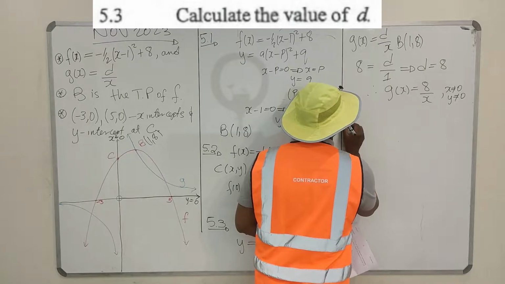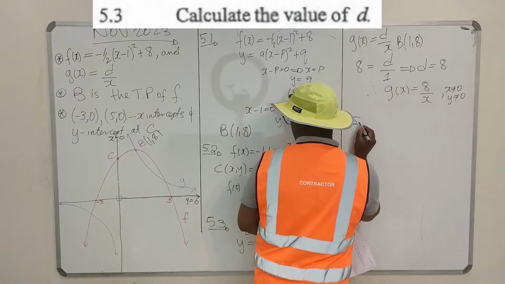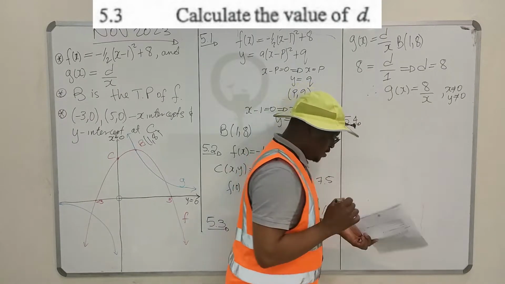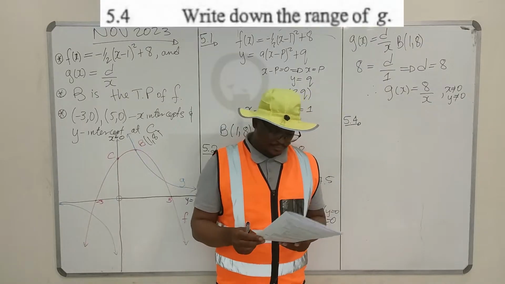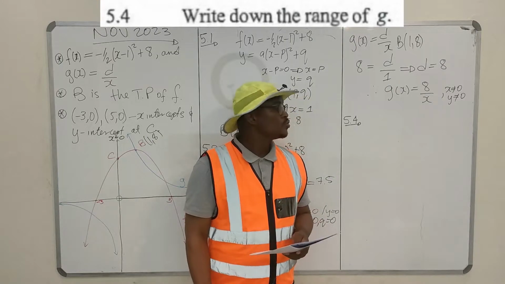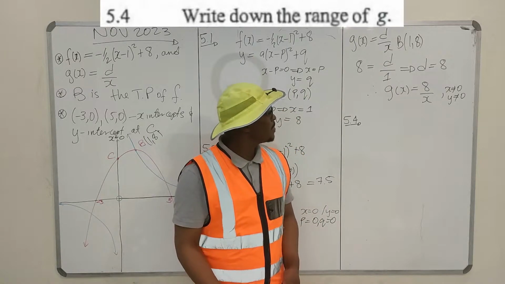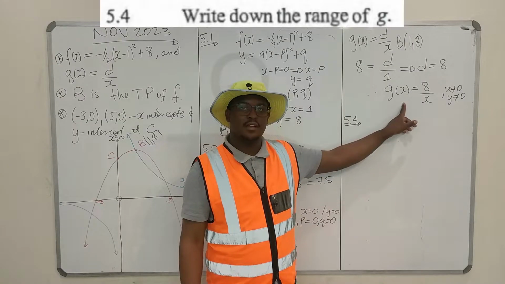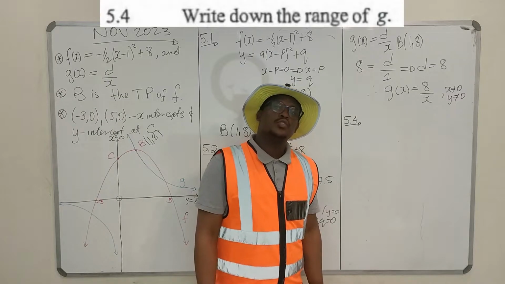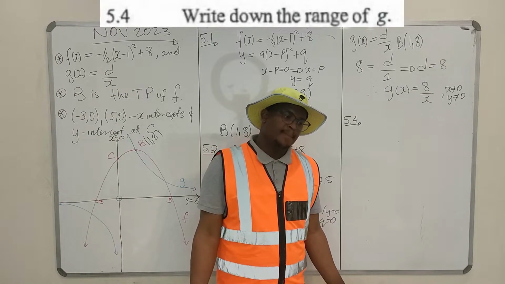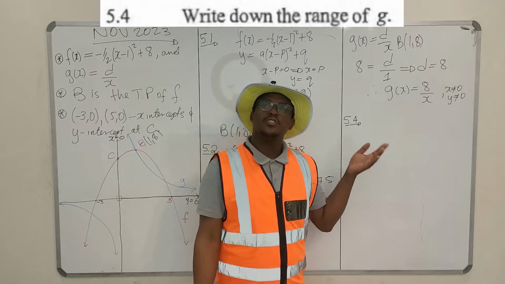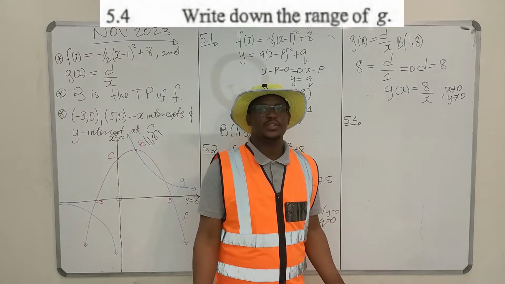So we move to the next one, 5.4. So what are they saying at 5.4? Write down the range of g. So they want the range of g. What is g? So g is this thing here, right? So what is the range? I will say in simple terms, range is the set of y values that your function is using, or your set of y values your function is allowed to use.